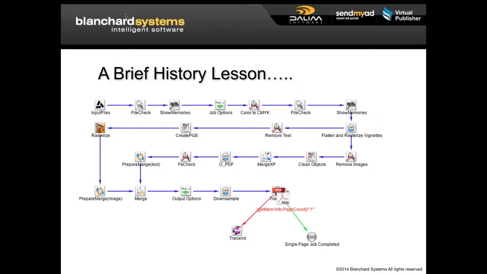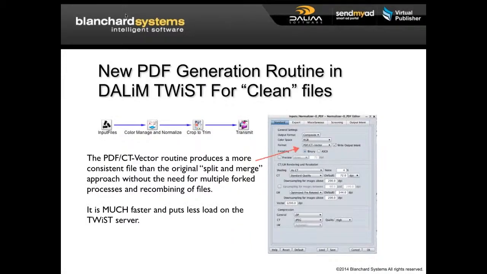Now, the fact is that whole process of busting things apart and so forth is pretty processor intensive. If you look at what DALiM has evolved into now with this routine, that workflow you see there is the way it's done. And I think you can see that's a lot more simple and straightforward than the other one. What you see presented now in Twist in the tool that generates PDFs is an option that they refer to as the PDF CT vector format.